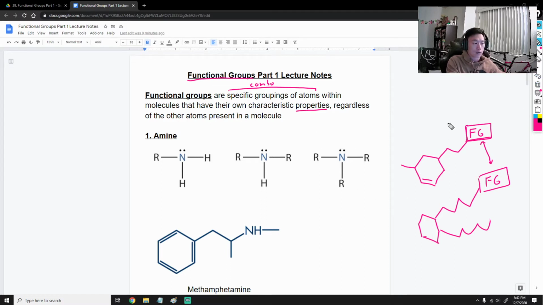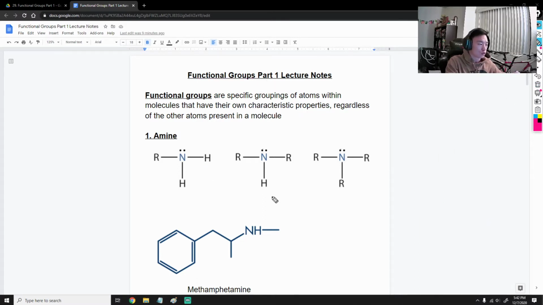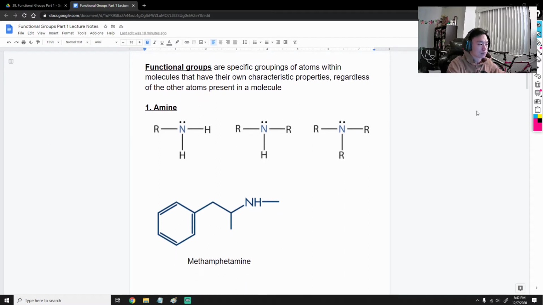Now, there are a lot of different types of functional groups, and we won't be able to talk about every single one of them, and we're not going to be able to go too deep into them, but we will go over them a little bit simply, and we'll go through the more common ones. Now, the first functional group that we're going to learn about are something called amines. Okay, so amines. Number one is amines.